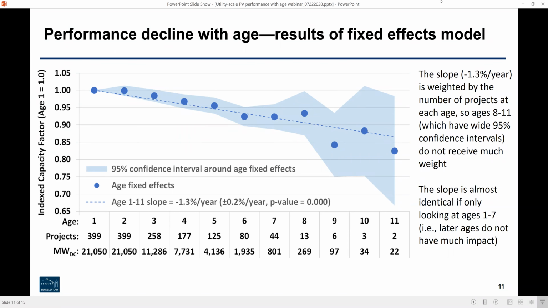You can see here that the slope of the best fit line is minus 1.3% per year, which is our estimate of average performance decline with age for the full sample of projects.